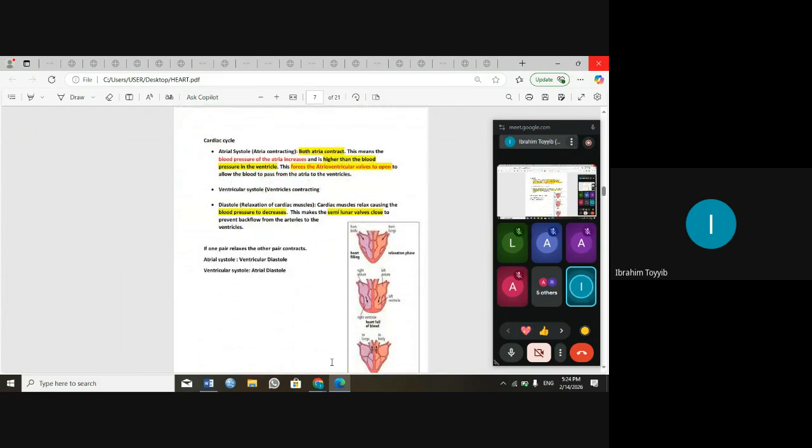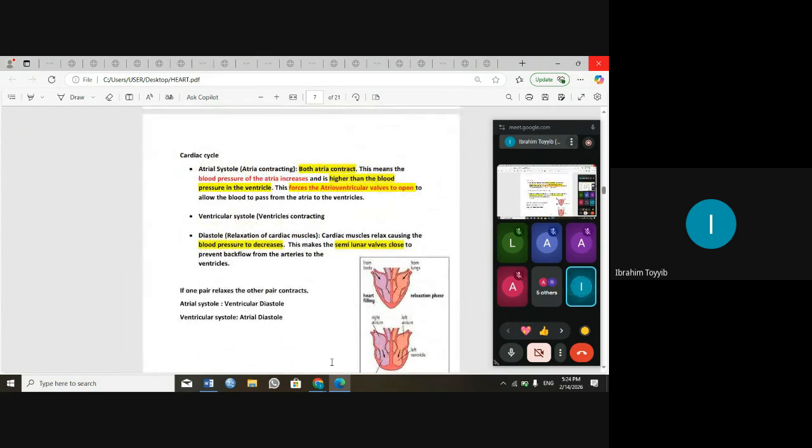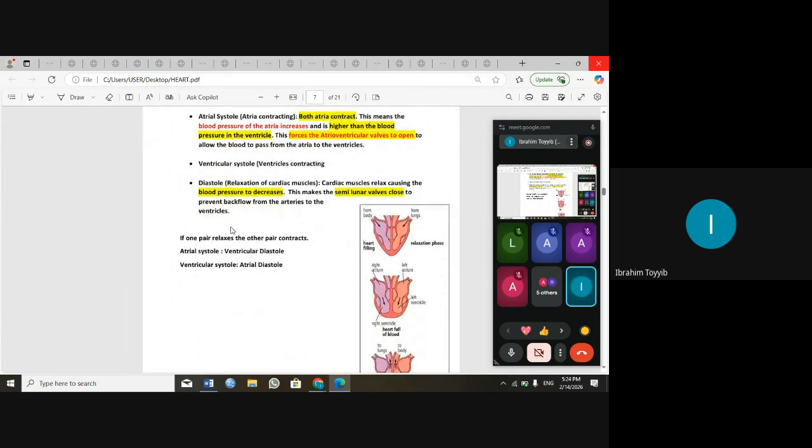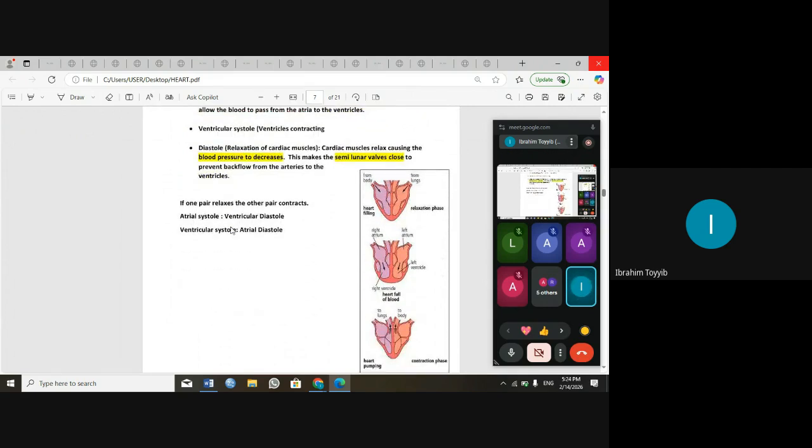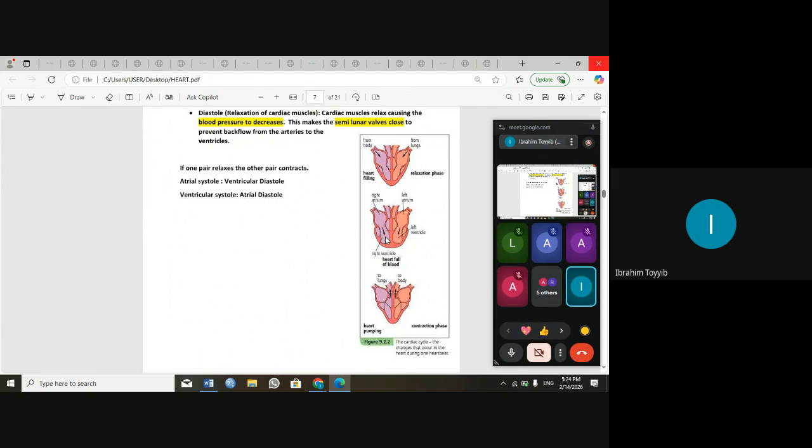So this is the cardiac cycle. Two things make the cardiac cycle: the systole and diastole. The systole is divided into atrial systole and ventricular systole. You've seen that. So this is the function. Blood from the body. So blood from the lungs.